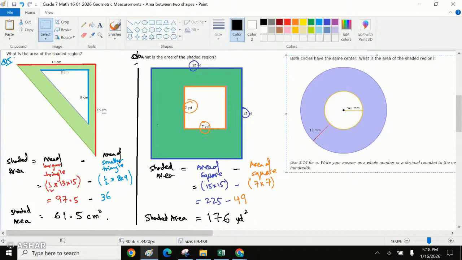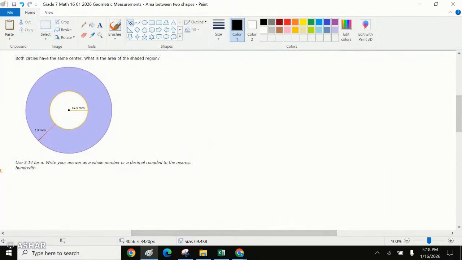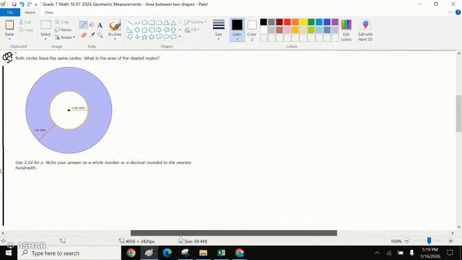We have this as question number 7. Sure, 5, 6, and 7. Okay, what they're asking us is this: both of the circles have the same center. Very important information. What is the area of the shaded region?